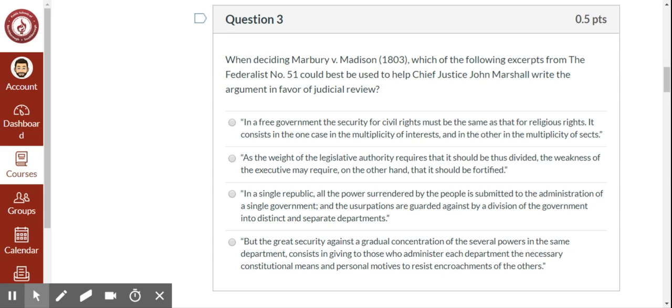So you have to think back to Federalist 51. We know this was all about checks and balances and separation of powers. So let's take a look at the first one.